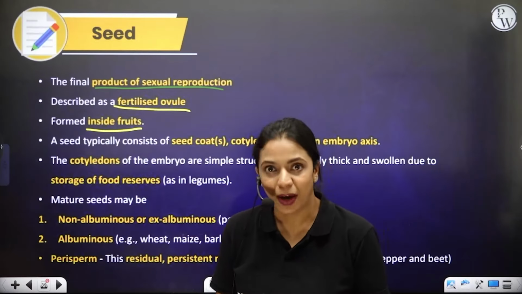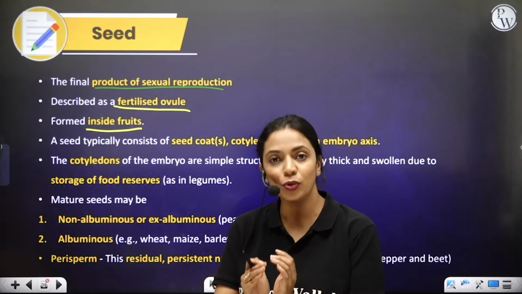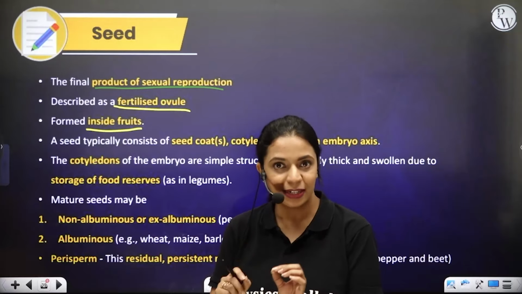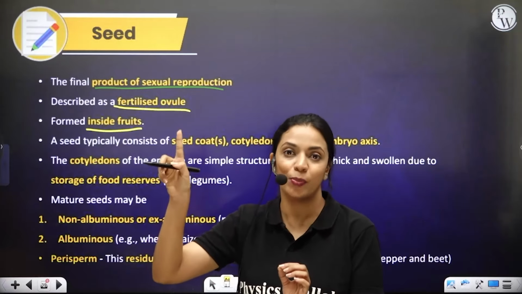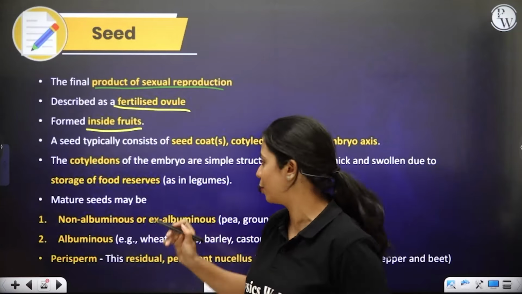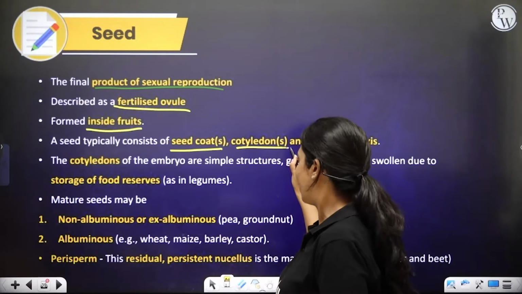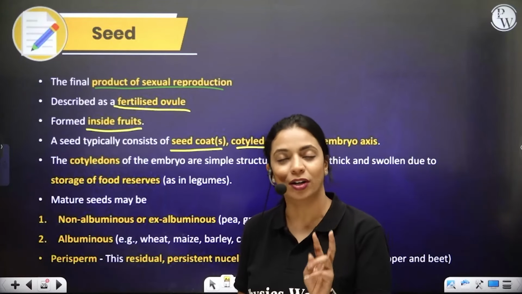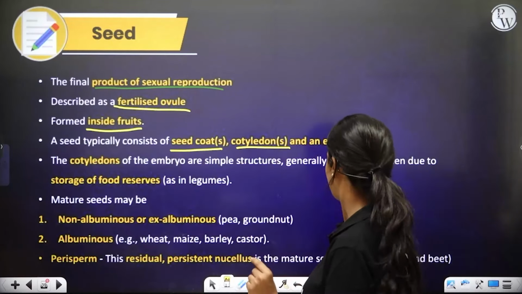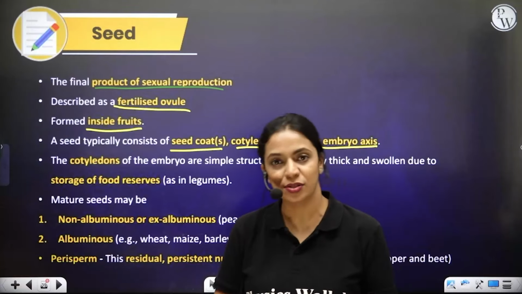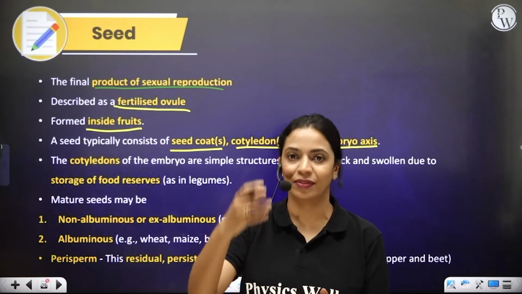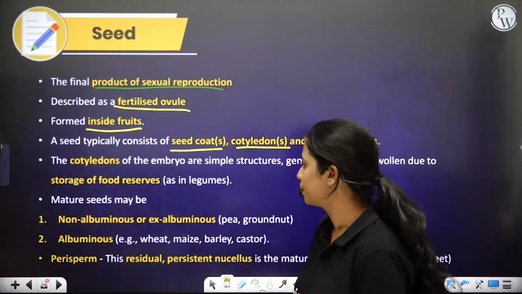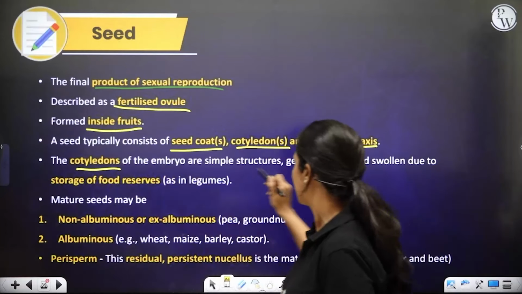Typically, what are the different parts of the seed? Seed will contain seed coats. Which are the seed coats? In the ovule, whatever integuments were present, they will become dry and they will become the seed coats. You will have cotyledons. If it's a dicot, there will be two cotyledons. If it's a monocot, you will have one cotyledon. And you will have an embryo axis to which the cotyledons are attached. You have the radicle, plumule and all of that. The cotyledons are simple structures.